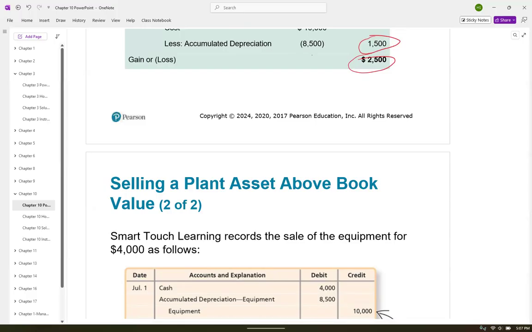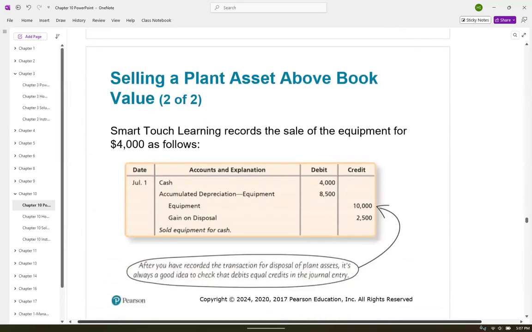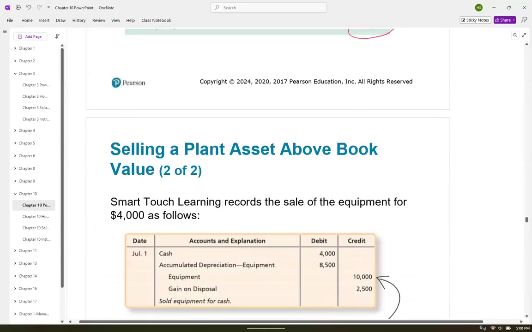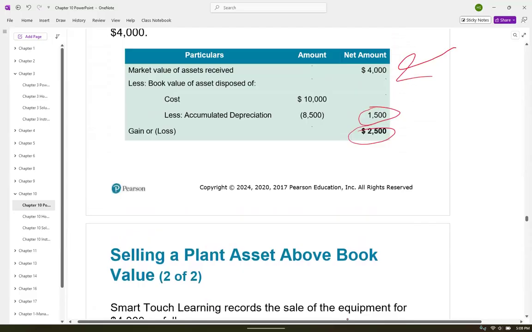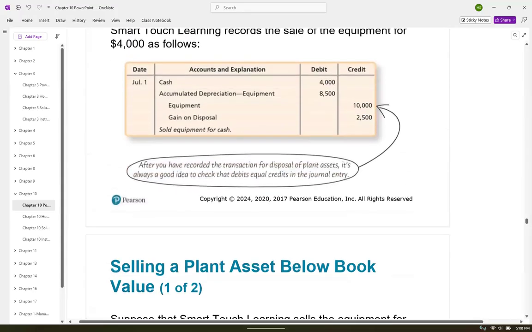We're going to debit cash for 4,000, debit accumulated depreciation 8,500, credit equipment for 10,000, and we're going to credit gain on disposal. Remember earlier I told you if you need a credit, it's a gain. Okay. If you need a debit, it's a loss. Okay. Because sometimes these can get a little confusing right here, but if you just dive in and make that journal entry and you really don't have a clue, whatever you need to balance will help you name the account. Okay.